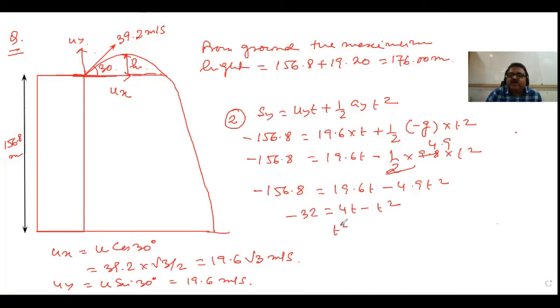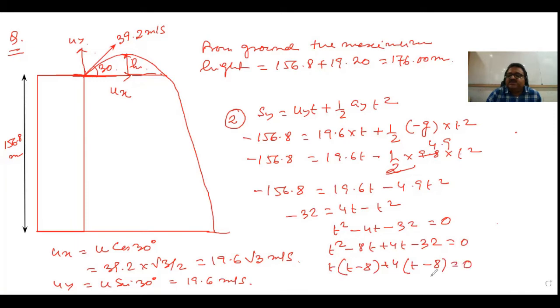Okay. T square minus 4t minus 32 is equal to 0. Now 8 into 4 is 32, so t square minus 8t plus 4t minus 32 is equal to 0. Take t common, t into t minus 8 plus 4 into t minus 8 is equal to 0. T minus 8 into t plus 4 is equal to 0. Therefore, t is equal to 8 seconds and t cannot be negative, so minus 4 value rejected. Correct? So time of flight is 8 seconds.